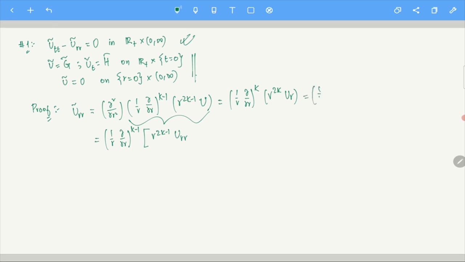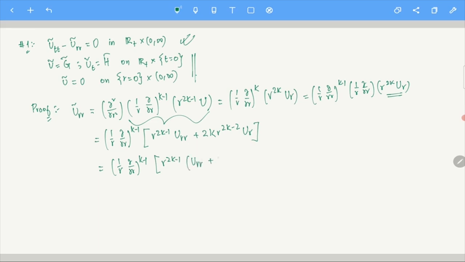What I'm doing here is this. So this is (1/r ∂/∂r)^(k-1) and then 1/r ∂/∂r. I am just breaking one of them and making it act on this particular r^(2k-1) u_r. Clear? So it becomes r^(2k-1) u_rr + (2k-1) r^(2k-2) u_r. Clear? Yes, that's what I am getting. Now that is going to be (1/r ∂/∂r)^(k-1) r^(2k-1), I can just take it out, it becomes capital U_rr + (n-1)/r capital U_r. Okay, this is for n = 2k+1.